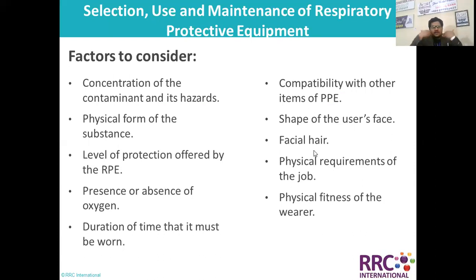face, also facial hair like mustache, beard, normally it is not acceptable, especially for rescue team members who are going to wear SCBA or SABA and going in for rescue operations. So of course, even for the inspectors, even for the firefighters, it is not recommended to have a mustache and beard, because any gap from anywhere, the contaminated air can go inside, which is surely harmful. Physical requirements of the job and physical fitness of the wearer is pretty important for those.